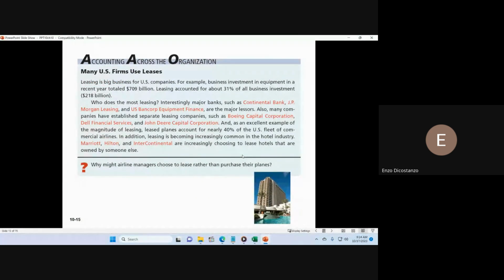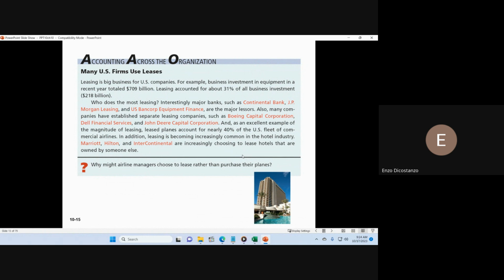I didn't read this, most likely Wall Street Journal article, but it says something to the effect that leasing is big in business. Obviously that came from the GDP table, business investment in equipment. The breakdown from the Department of Commerce site, at the time the book was written, was about 700 billion. It's probably $1 trillion now. Leasing accounted for about 31% of all business investment, so about a third of it.